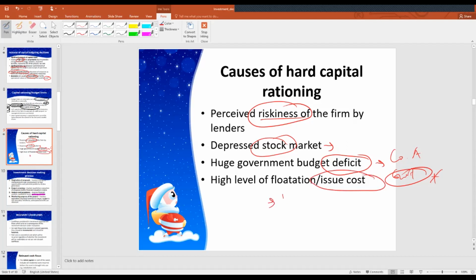If you have to issue bonds, or all the different financial instruments that you issue in the market, there will be a cost of issuing them, flotation cost. For example, if you issue shares, you need to pay someone to do that for you.